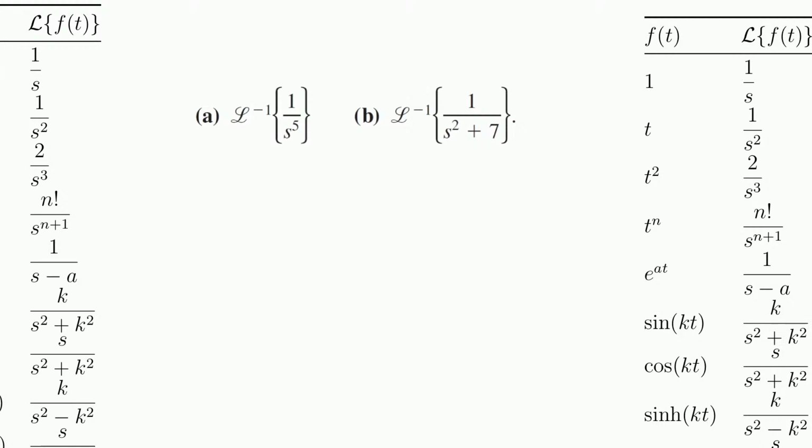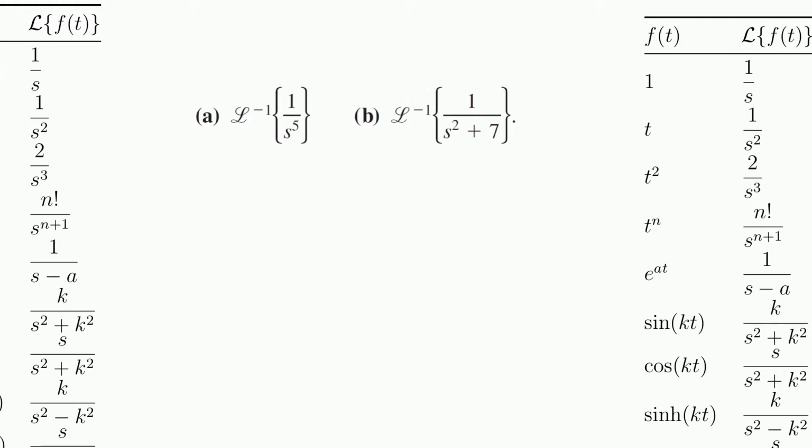Okay, so first one, inverse Laplace, 1 over s to the 5th. What does that look like? Now, I know you're not going to be able to use it exactly, but I'll bet you can figure out which one of these it's going to be, even though it's not a perfect match. Mariah, which one of these does that look like, the 1 over s to the 5th? T to the n, because you have n factorial over s to the n plus 1. So this is going to be some sort of a t to the n probably. So now we just have to figure out what value of n.